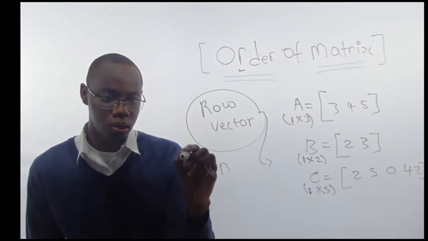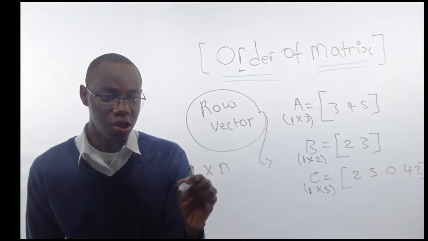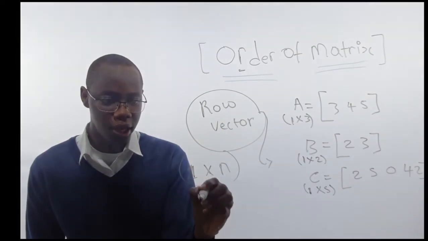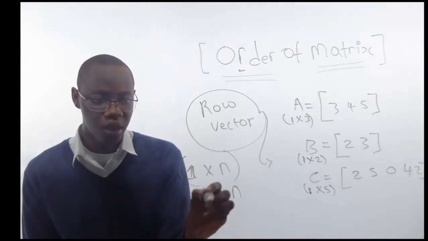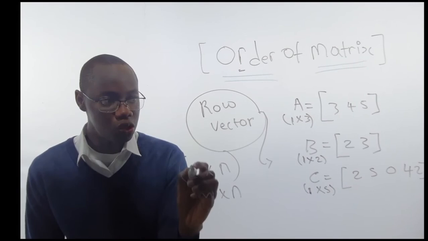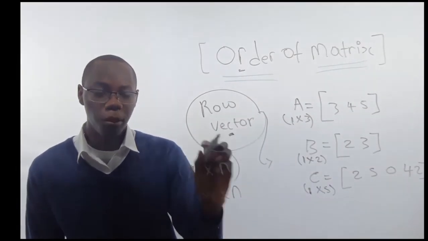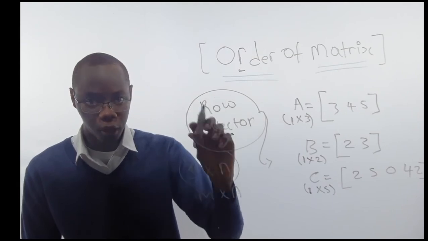So whenever you see a matrix like this with just one row, remember the order m by n. m is the number of rows. So anytime you see a matrix with just one row, it is addressed as a vector, and more specifically, a row vector. Simple. Alright, so that's it for this video.